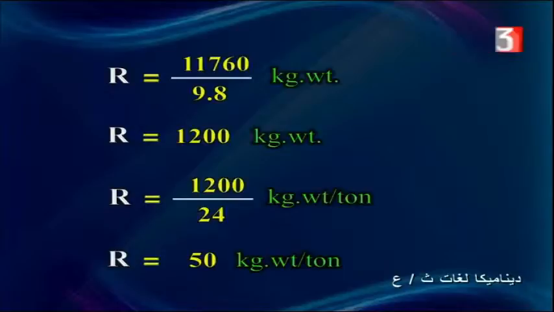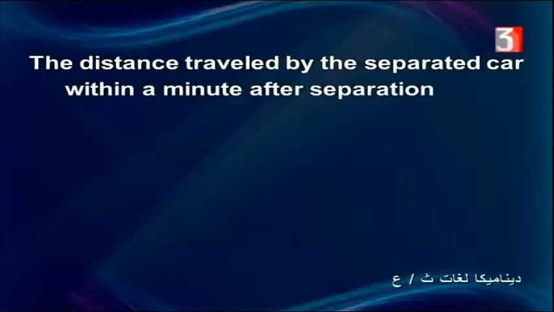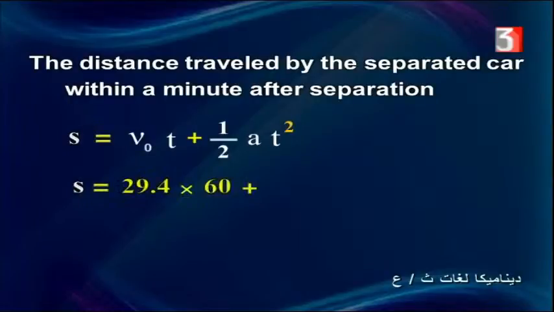Now, what is the distance traveled by the separated car within a minute after separation? The train moves with a velocity of 29.4, then the initial velocity of the car is 29.4. S equals v naught t plus half a t squared. Then S equals 29.4 multiplied by t.